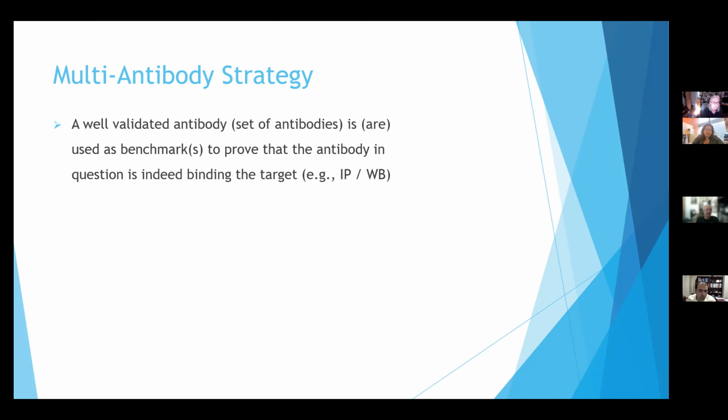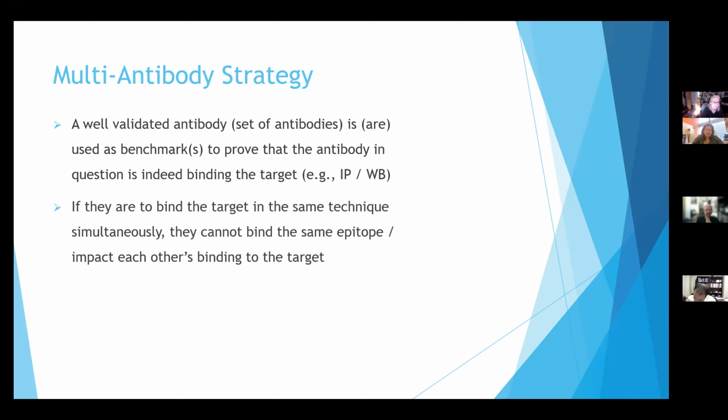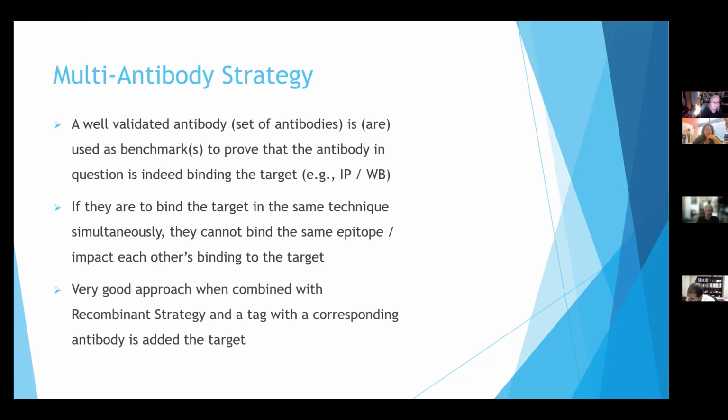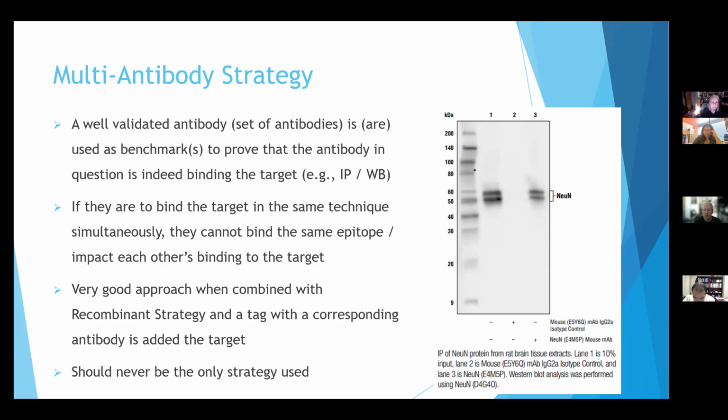So you take a well-validated antibody or set of antibodies, and they're used as benchmarks to prove that the unknown antibody is indeed binding the target. You have to make sure, if you're doing it in the same technique, that the antibodies don't bind the same epitope, basically that they can bind simultaneously. It's a great approach, but you should never use it as the only strategy. It's a good combinatorial one.